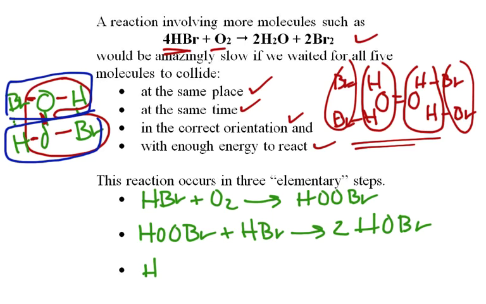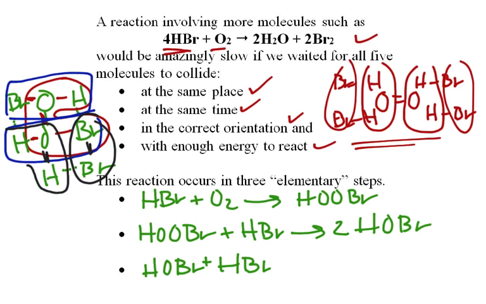Finally, a HOBr molecule could bump into an HBr molecule. And when that happened, so I'll put an H here and a Br here, and like before, this bond here would break and we'd form some new bonds. So we'd have a bond here, we'd have a bond here, and we would get a Br2 and an H2O.